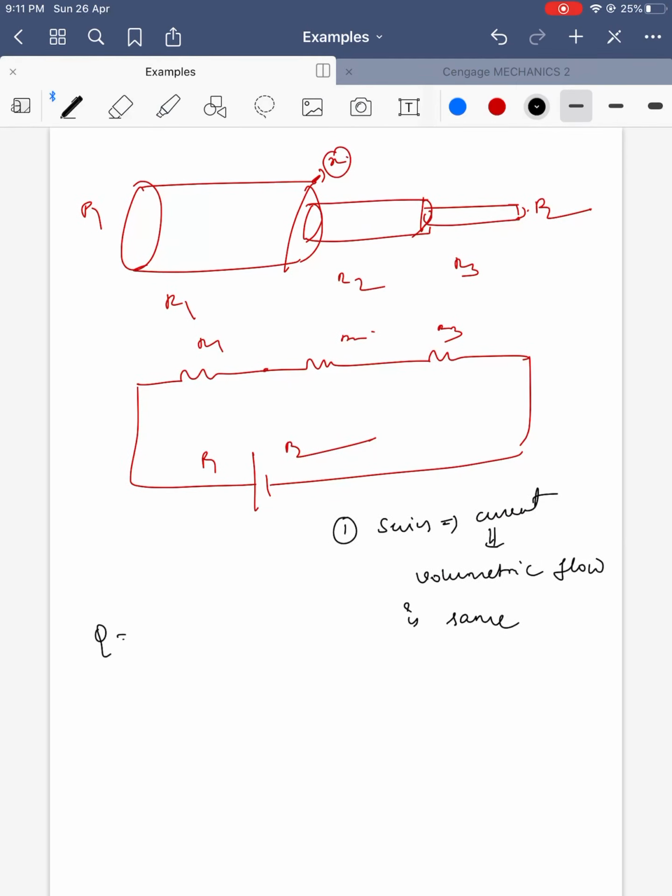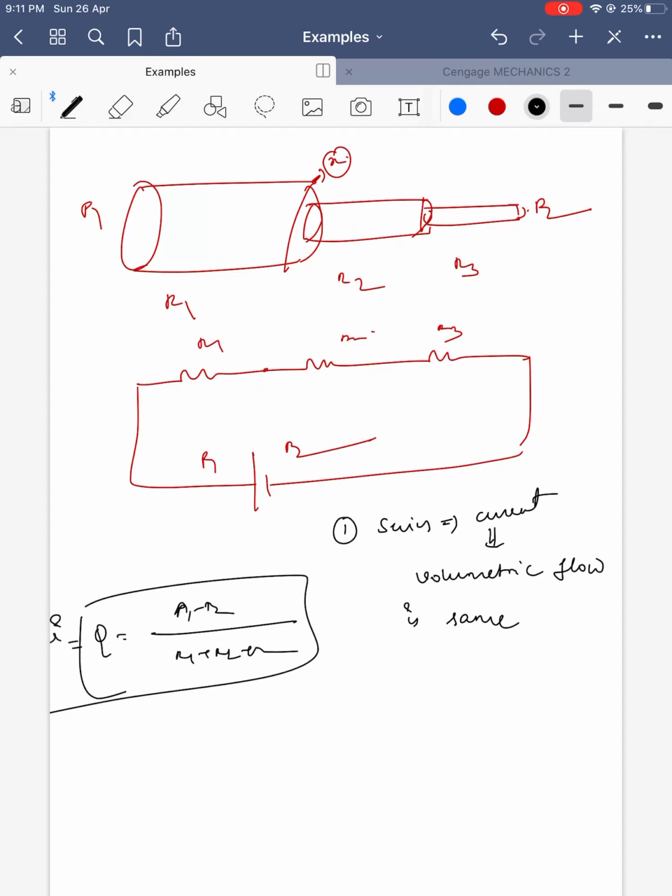Here also you can write Q is equal to P1 minus P2 by R equivalent, where R equivalent is R1 plus R2 plus R3. You can get the value of Q, and assume it as I. It will be easy to understand.